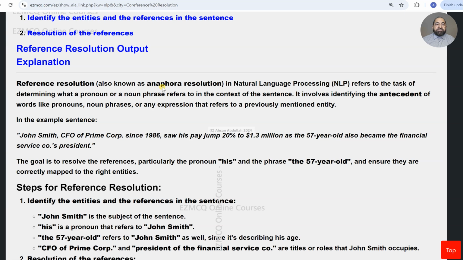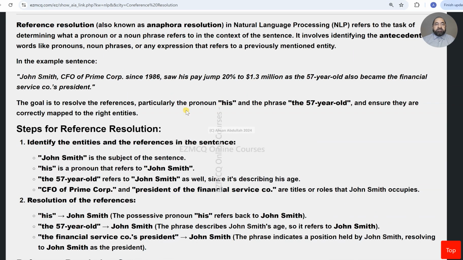We'll go into something called anaphora resolution. I will explain it to you in the upcoming Q&A. It involves identifying the antecedent of words like pronouns, what has been mentioned before, or any expression that previously mentions an entity. If you look at this statement, the pronoun his and the phrase the 57-year-old refer to the same person, right? So we need to map to the right entities. Okay, his salary, let me again draw it for you.